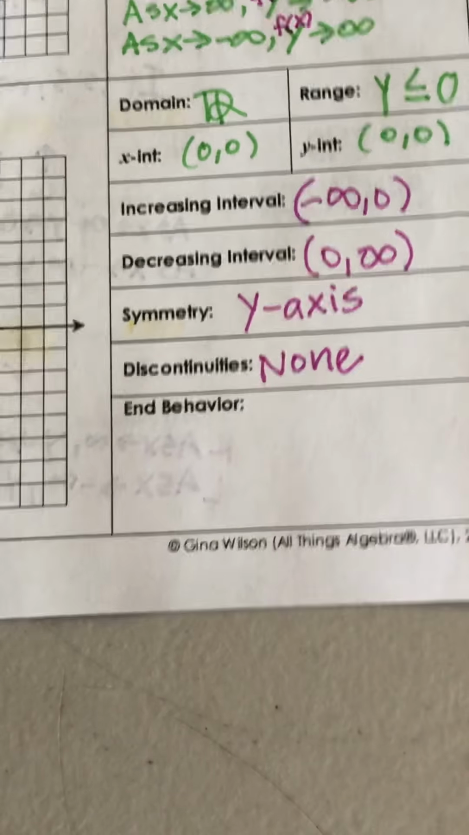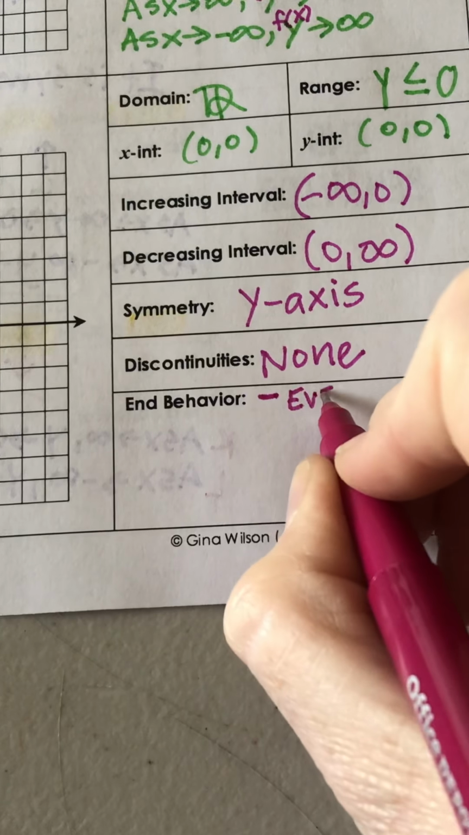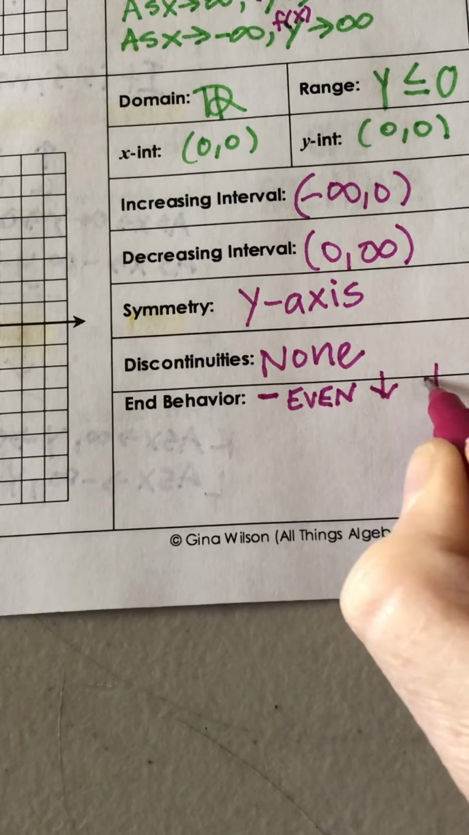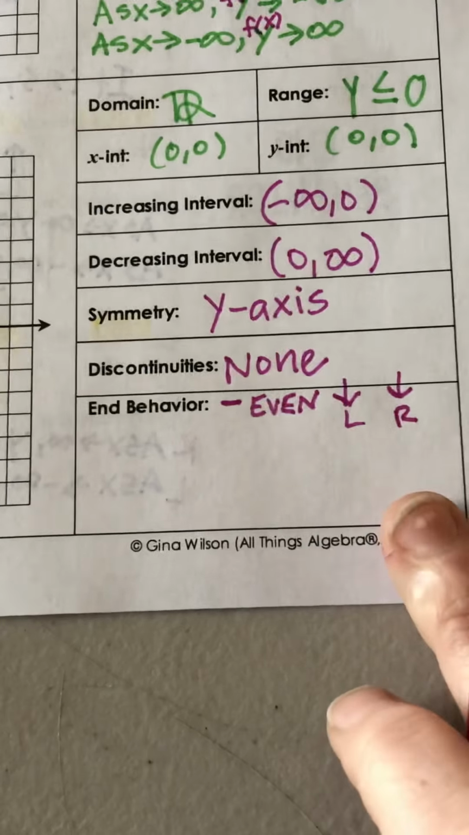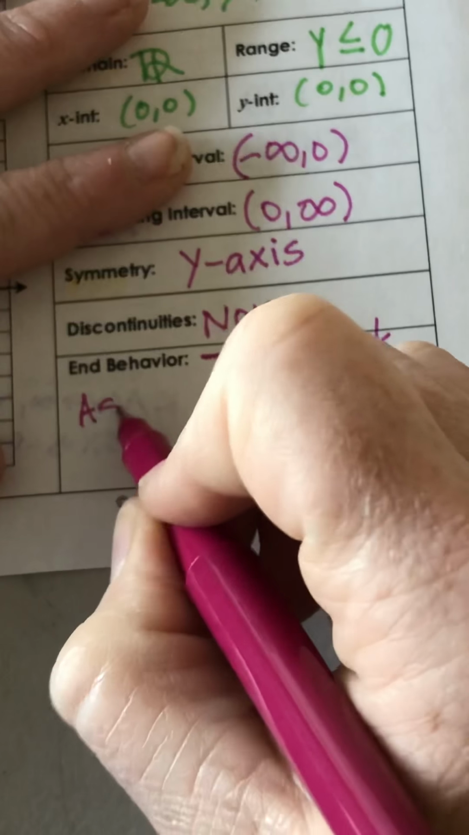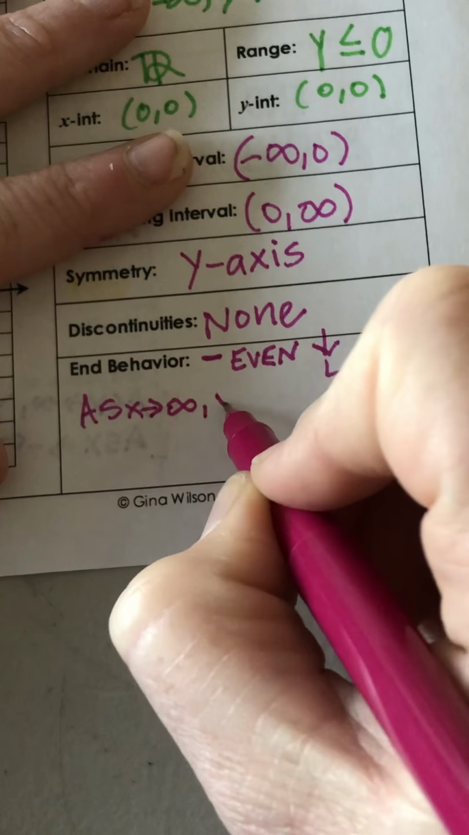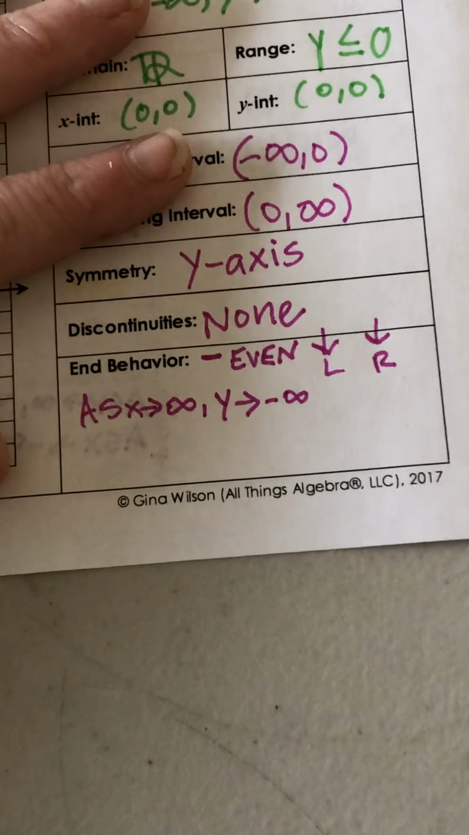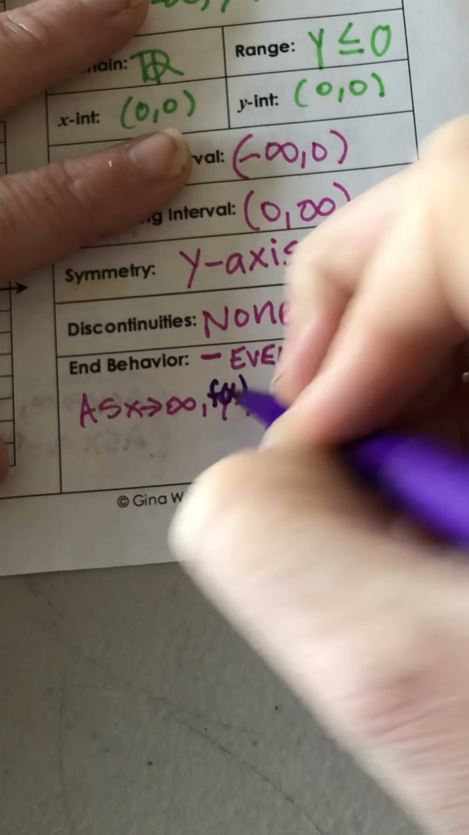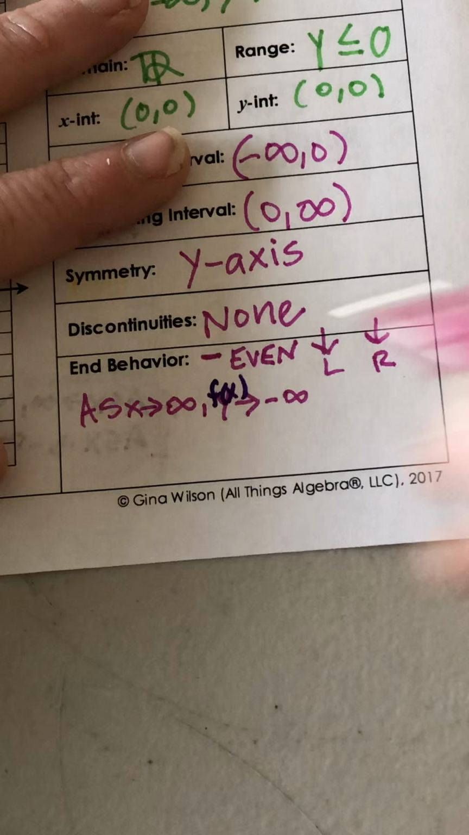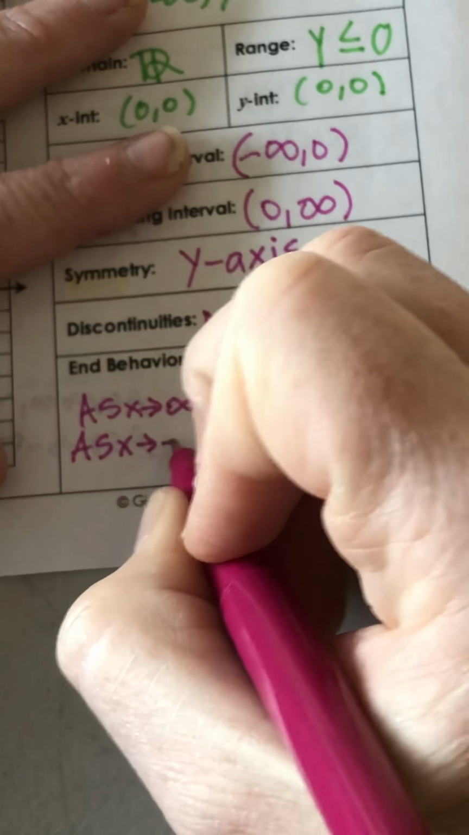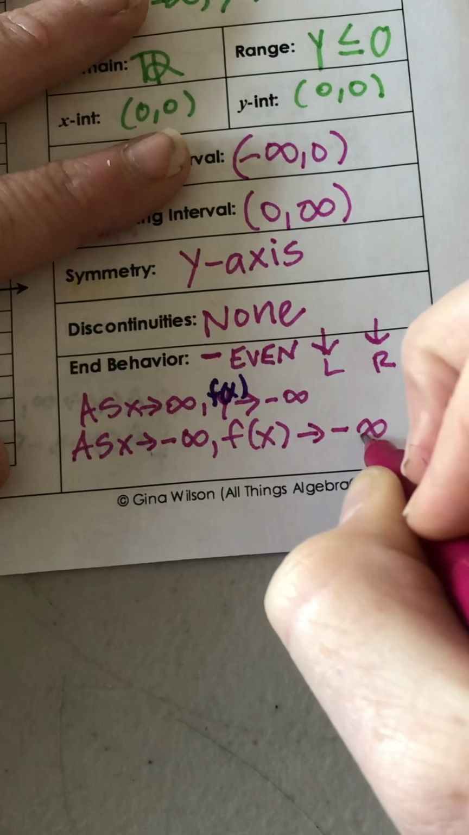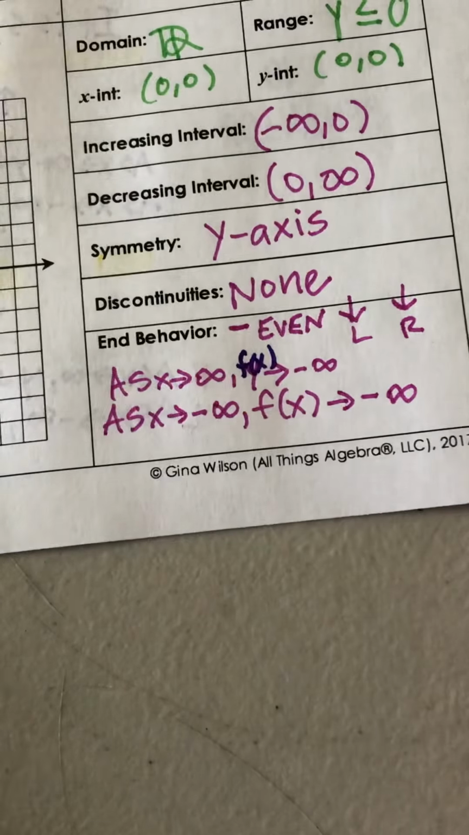And now we have a negative even in behavior. So instead of putting up on the left and up on the right, we should be putting down and down. All right, so as x approaches infinity, y approaches negative infinity, f of x approaches negative infinity, and as x approaches negative infinity, f of x also approaches negative infinity. Okay? That's it for lesson 1.